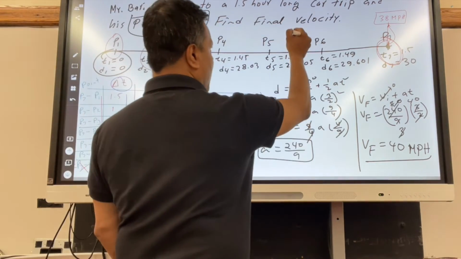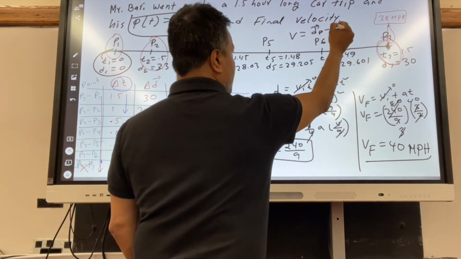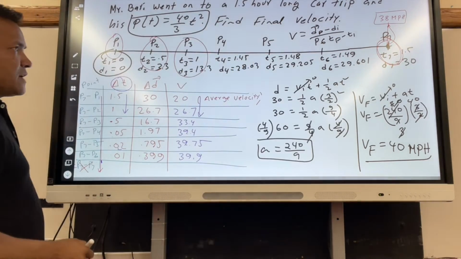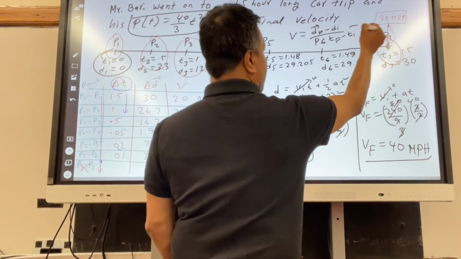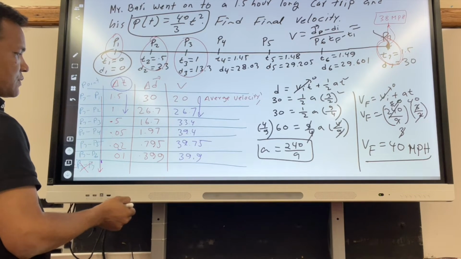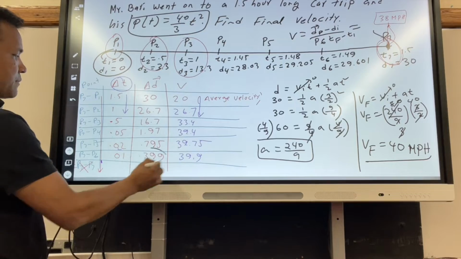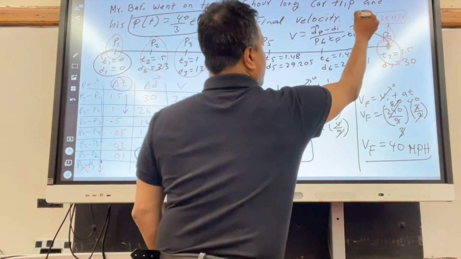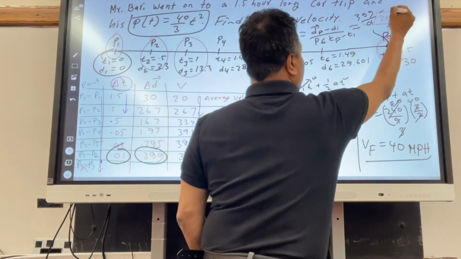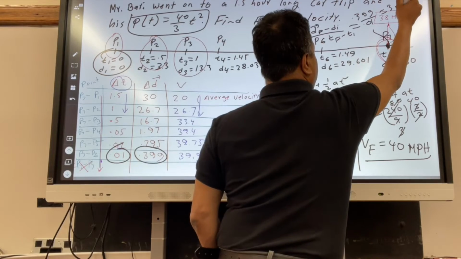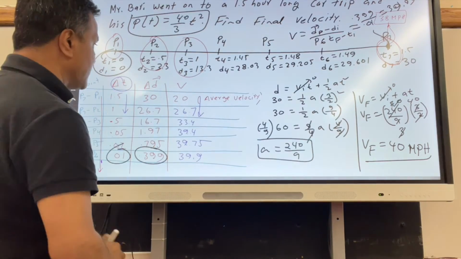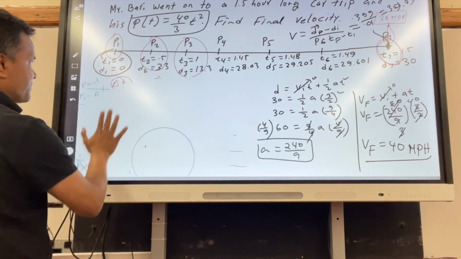What is the velocity formula? Velocity is d final minus d initial over t final minus t initial. So the d final minus d initial would be what? Right here we got 0.399, divided by 0.01, and that gave us 39.99. You cannot put 30 minus 30 divided by 1.5 minus 1.5. However, we can use calculus.